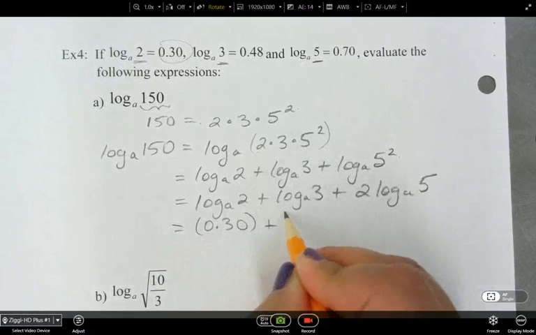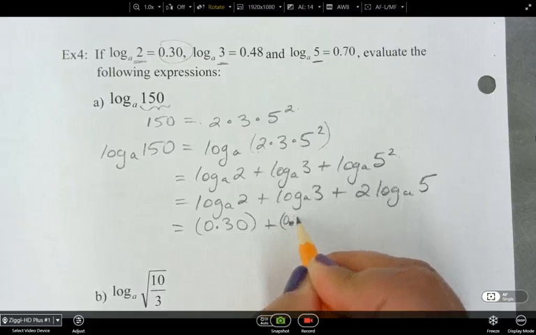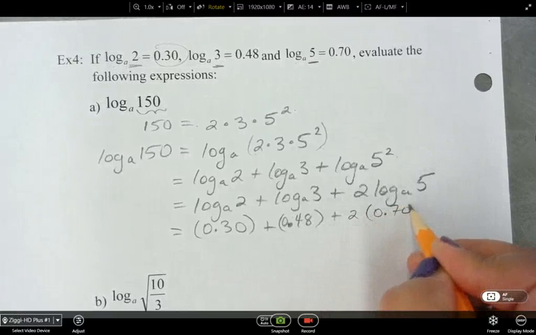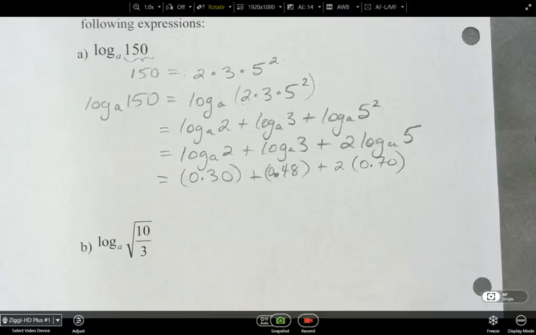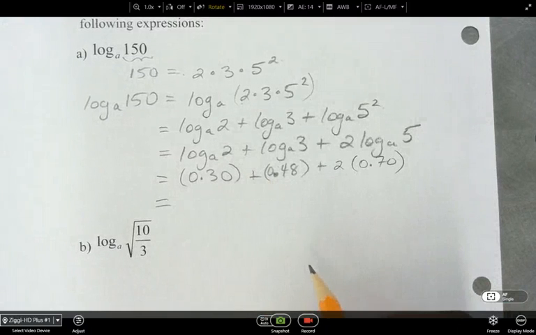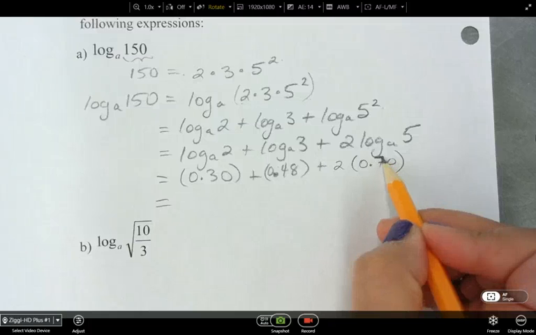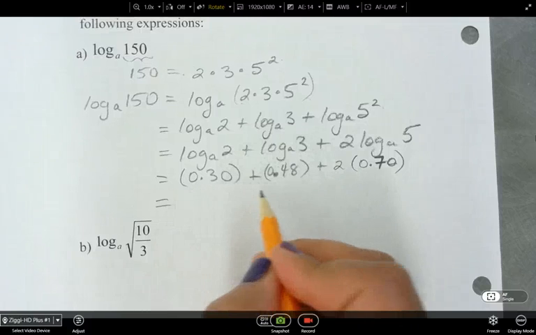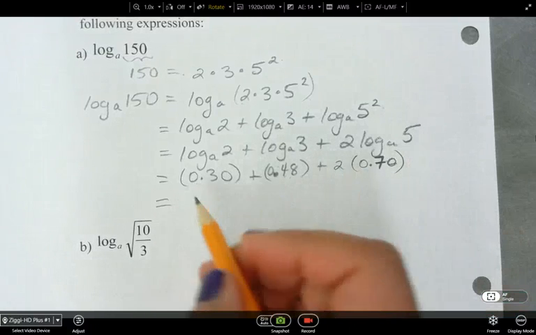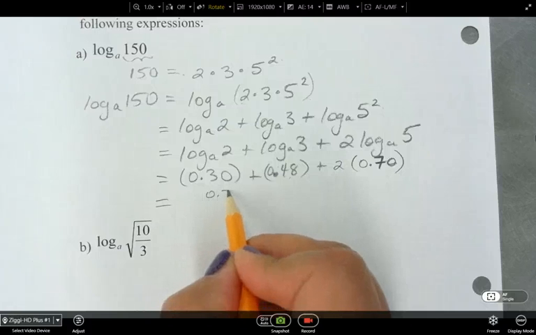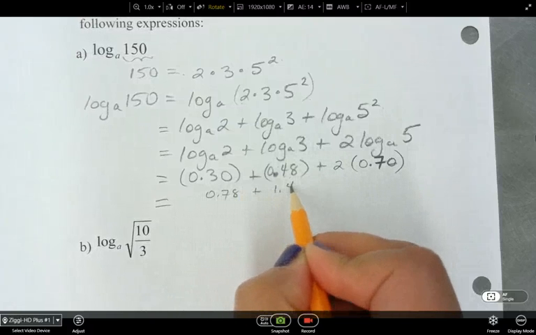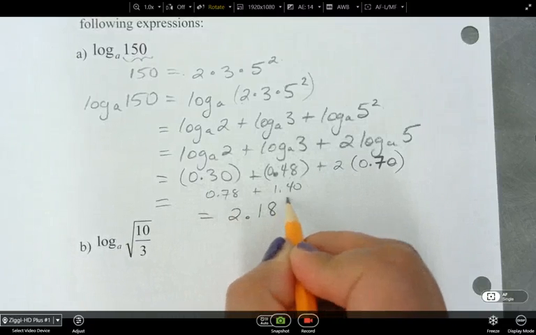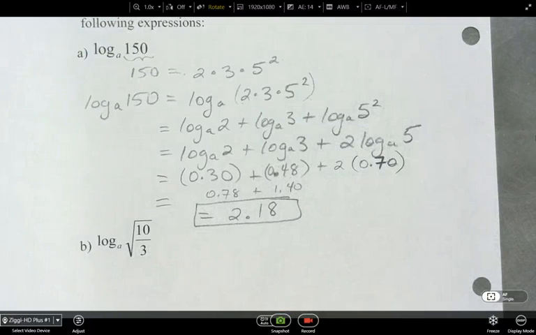So I can take these numbers here and substitute them. 0.30 plus 0.48 plus 2 times 0.70. And add them all up together, and what do we end up getting? So this is 0.78 here, plus this is 1.40. So I end up getting 2.18. And that's my final answer.